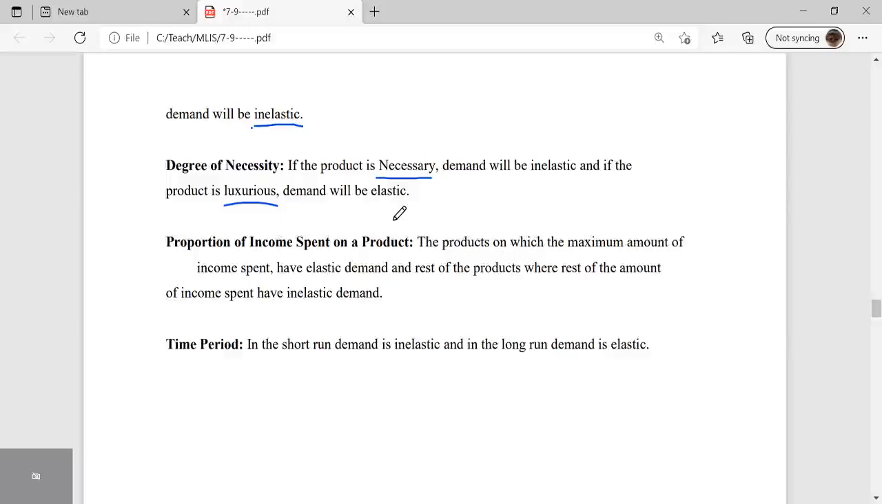But think about necessary items like necessary foods, clothing, rice, potato, these basic things. For them, whenever the price reduces or increases, there's not much effect. We tend to buy almost the same amount of goods and services.